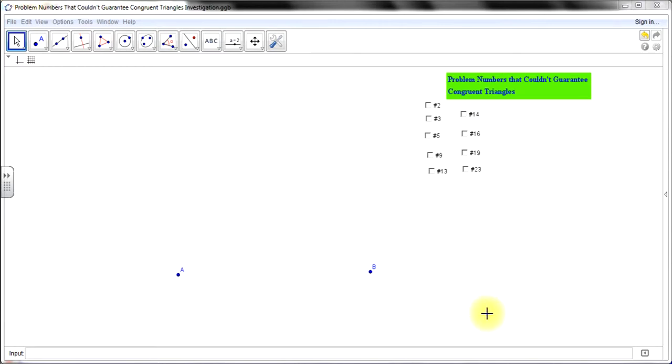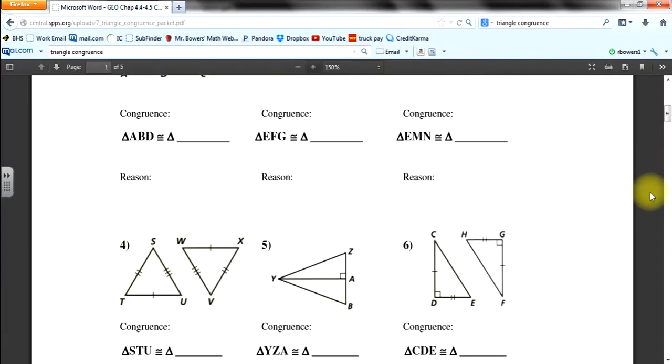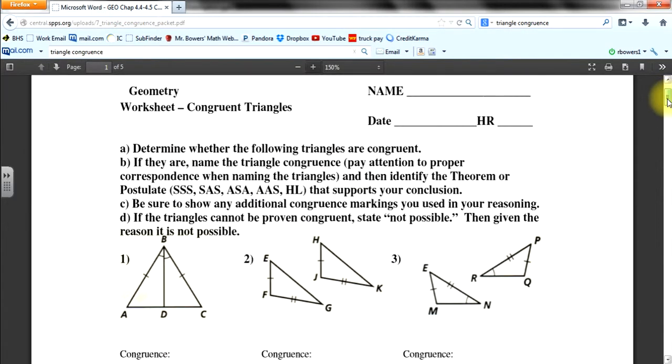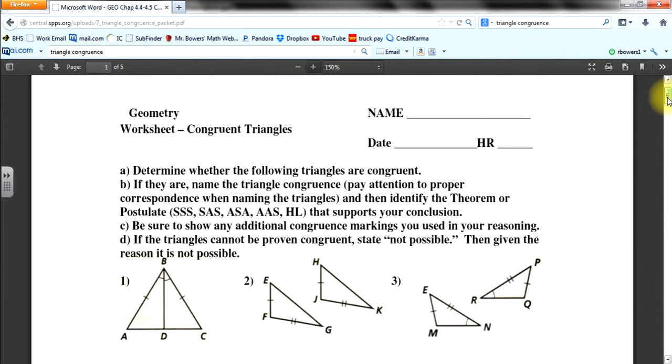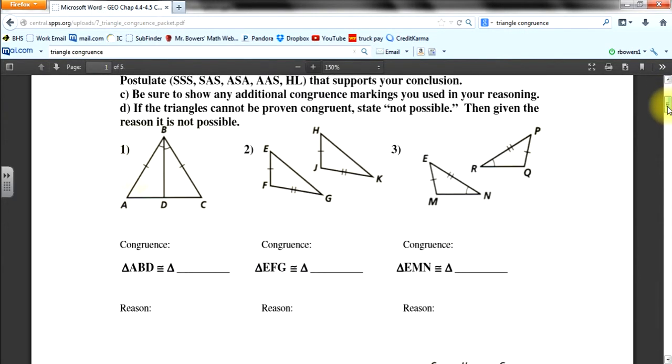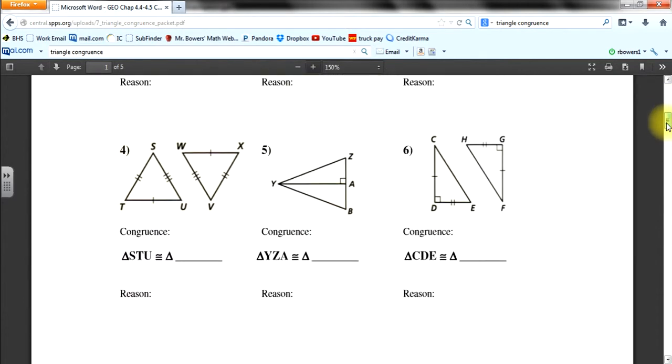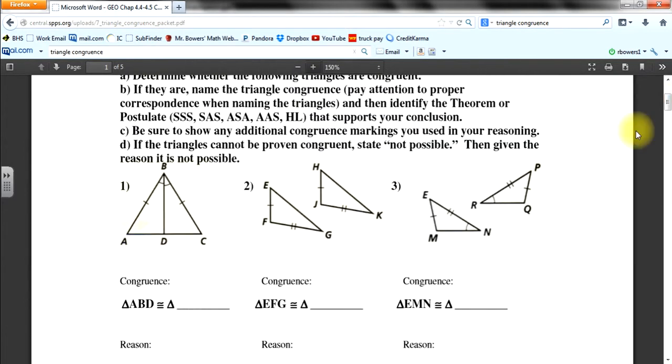Hello, welcome to the podcast that's explaining this next assignment, which is piggybacking off of this homework assignment that you need to have done first, in which, on this worksheet, you are determining whether there's enough given information.